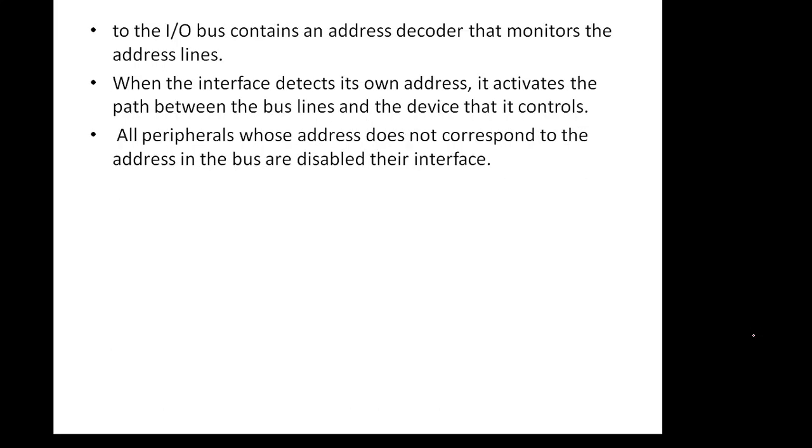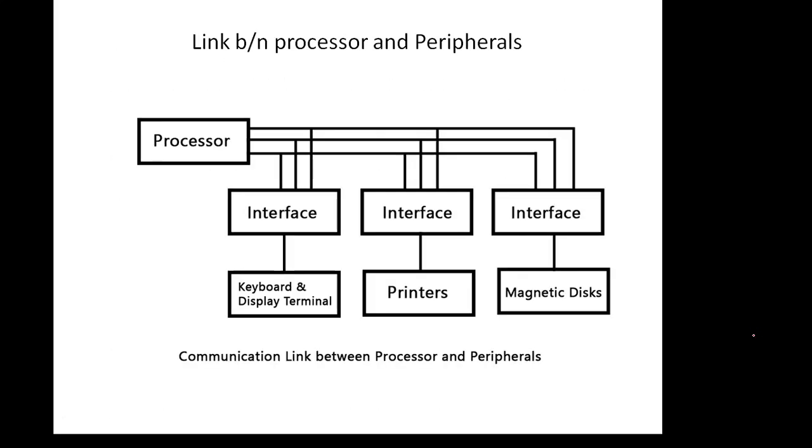First look at the diagram. This is the link between the processor and the peripheral devices, the IO bus. The IO bus is nothing but the input output bus. So what does this IO bus consist of? Data lines, address lines, and control lines.